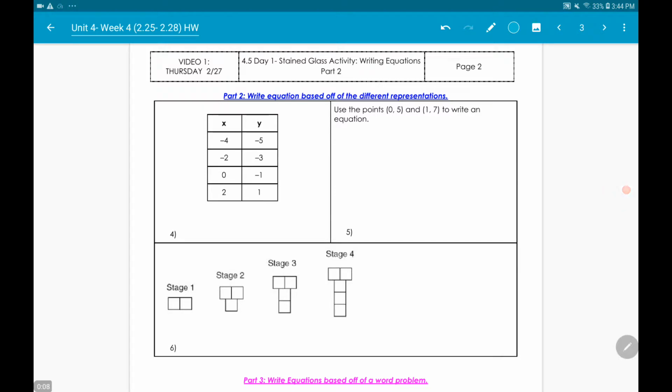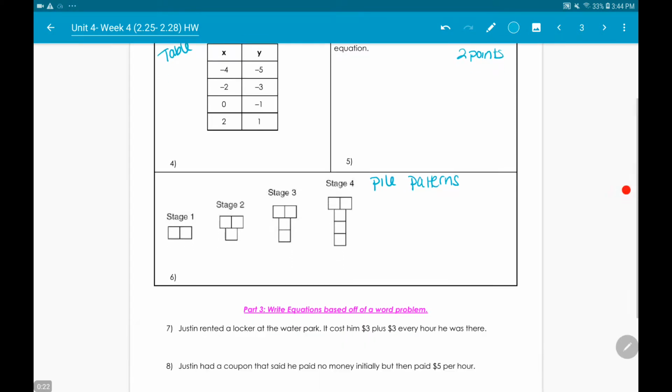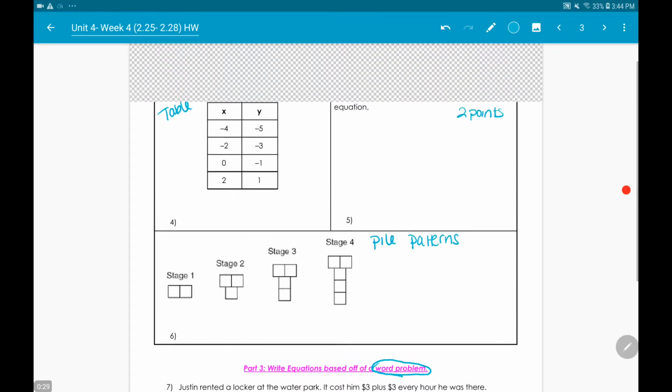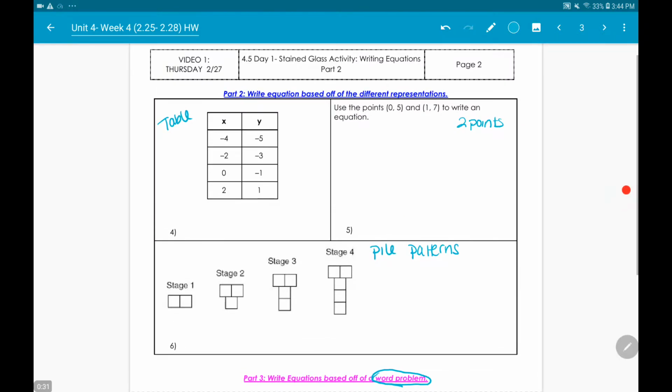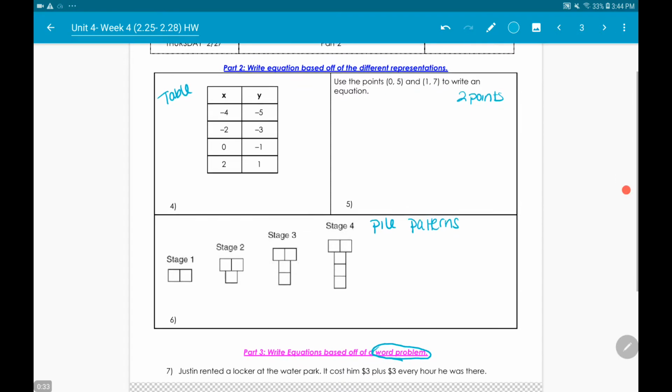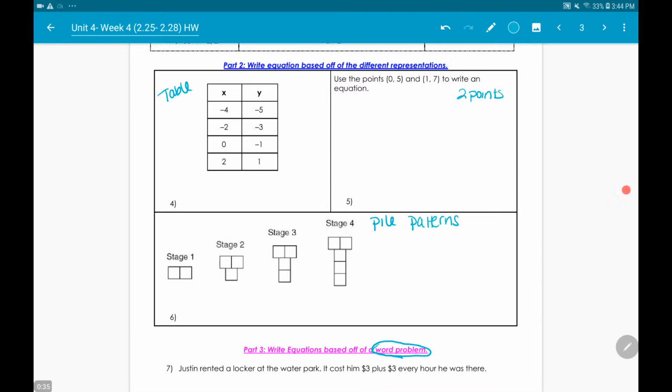Today is going to be based off different representations. We have a table, we have 2 points, we have pile patterns, and then down here we have word problems. And then tomorrow we're going to take all of these equations that we're writing and see how they get graphed on one page. So let's start with the table.